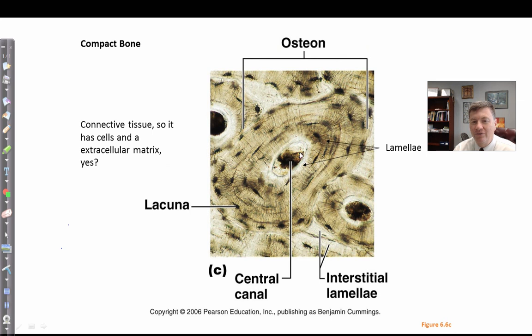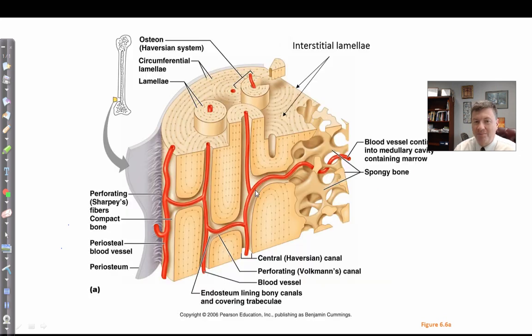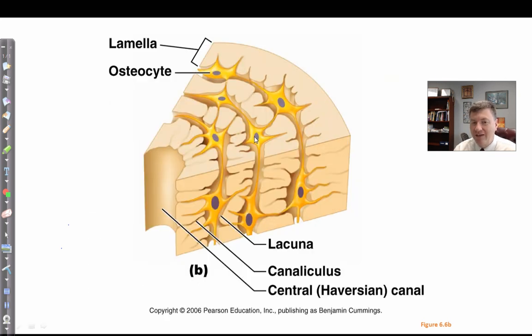So again, here's another view. Central canal. Here's the lacuna, and within the lacuna live the osteocytes. The osteocytes are maintaining that bony matrix so that we can maintain that bone strength under different kinds of stress.